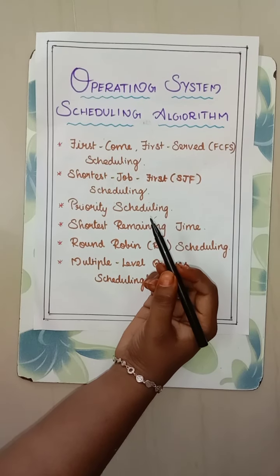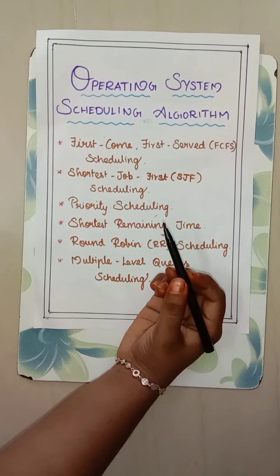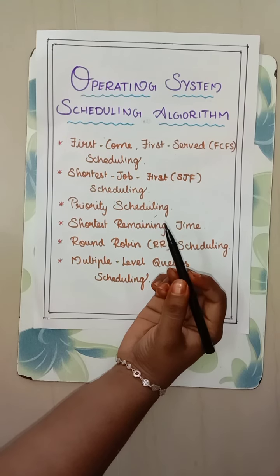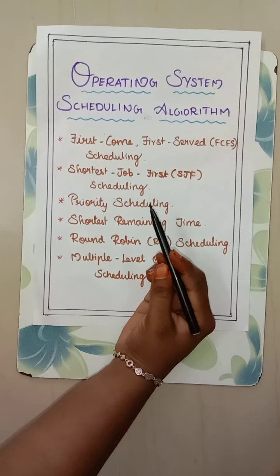Hi guys, in this video we are going to see the scheduling algorithm in operating system. A process scheduler schedules different processes assigned to the CPU based on particular scheduling algorithms. These are the 6 types of scheduling algorithm.